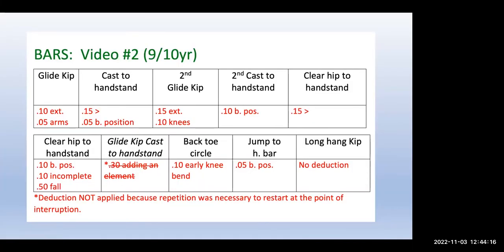So glide kip cast, execution, a little short on the angle. Second glide kip cast, she actually did it correctly. And then she did the clear hip, and then she did the next one. She fell, but we took the fall and we took a little incomplete, but we allowed her then to do the kip cast handstand after it with no penalty to get back to the routine because she has to do the toe circle. And then she did jump to the bar.